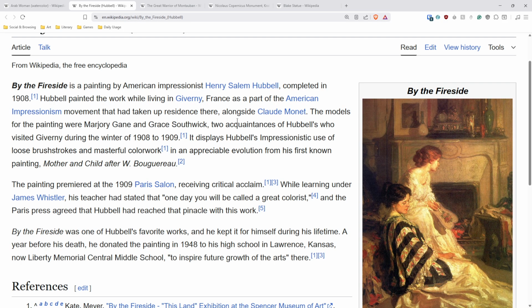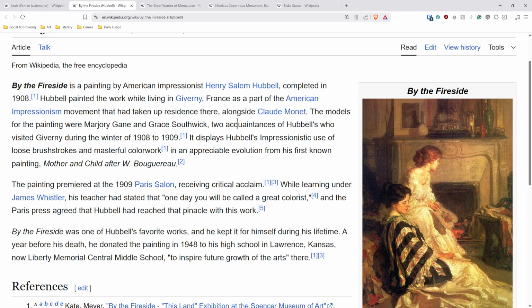By the Fireside is a painting by the American Impressionist Henry Salem Hubel, completed in 1908. Hubel painted the work while living in Giverny, France, as a part of the American Impressionism movement that had taken up residence there. Alongside Claude Monet, the models for the paintings were Marjorie Gain and Grace Southwick, two acquaintances of Hubel, who visited Giverny during the winter of 1908 to 1909.